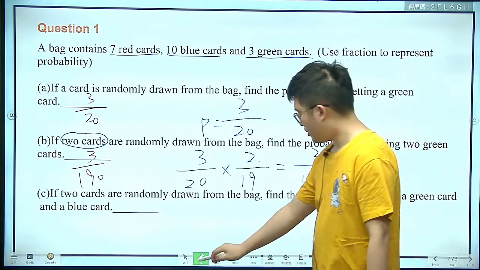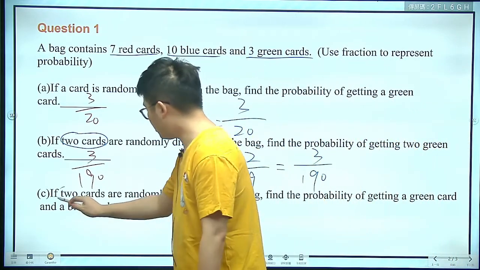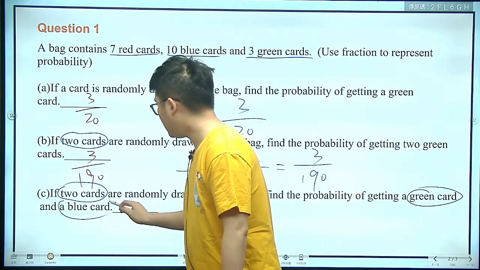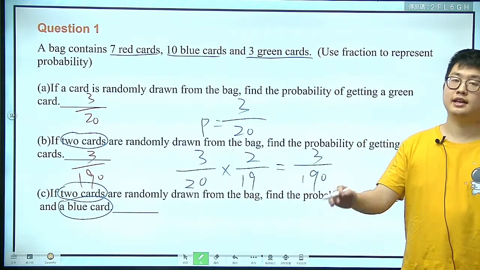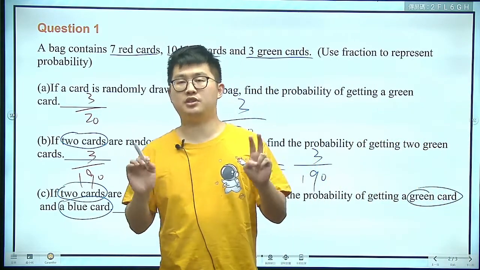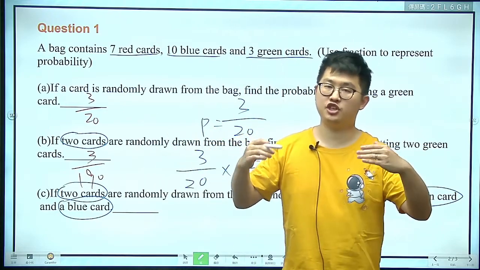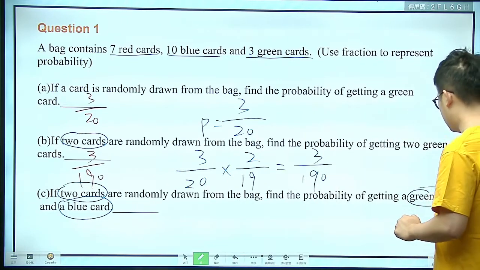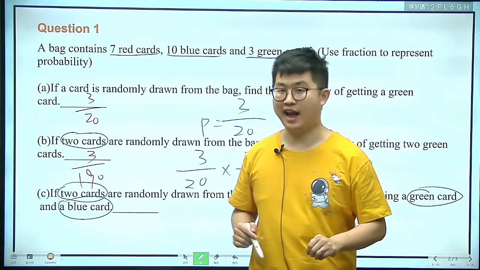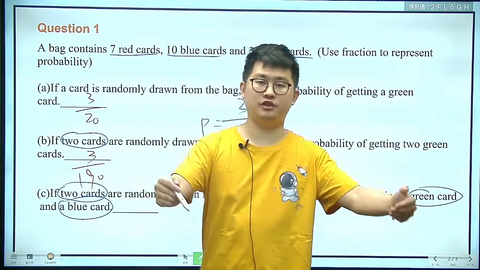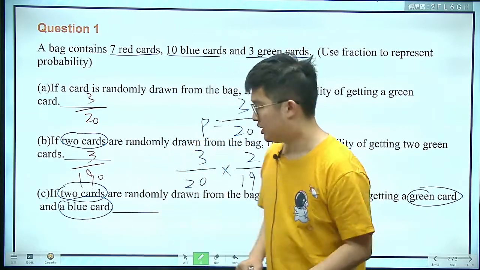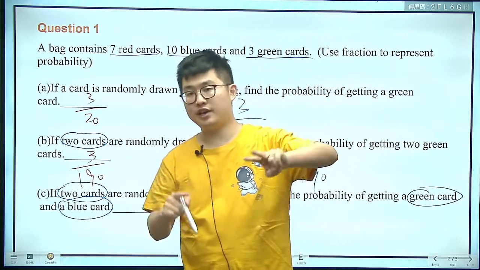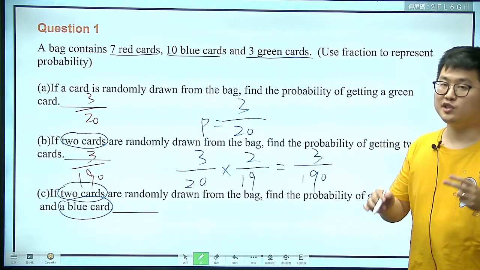Now the third question, still 2 cards, but this time, a green card and a blue card. Still, we have 2 steps, so we still calculate the probability for each step. But in this question, we need a green card and a blue card. Do we know which card comes first? We don't know. We could draw a green card in the first step and then a blue card in the second, or we can draw blue first. So there are 2 situations.